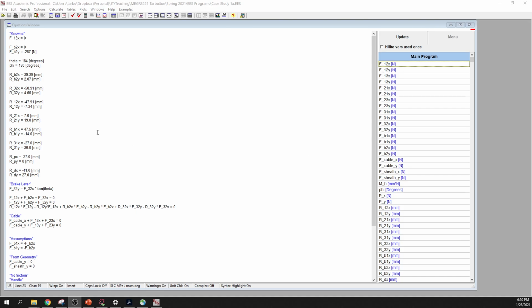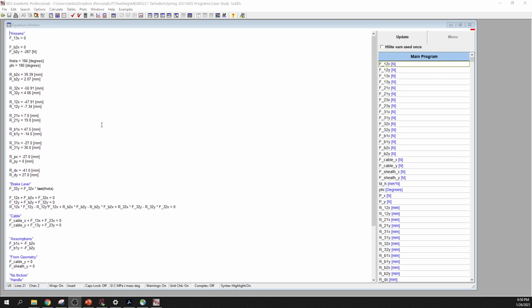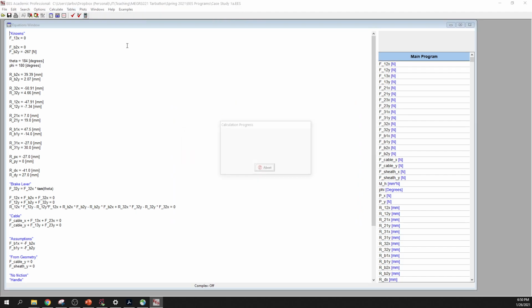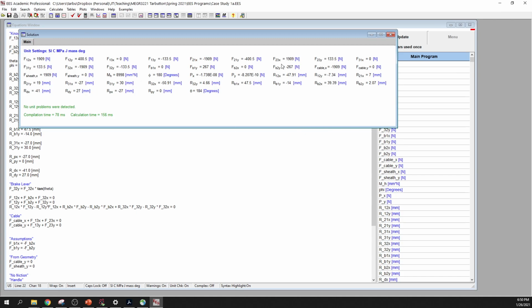All right, so I had an issue here where I had the same unit twice, so I fixed that. Okay, so then we can check our units again. No unit problems are detected, which is good. 41 variables, 41 equations, and we hit solve. We got 41 equations, 13 blocks, took less than 200 milliseconds, and then we get all of our forces here.